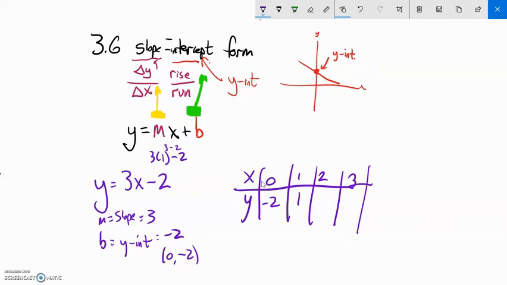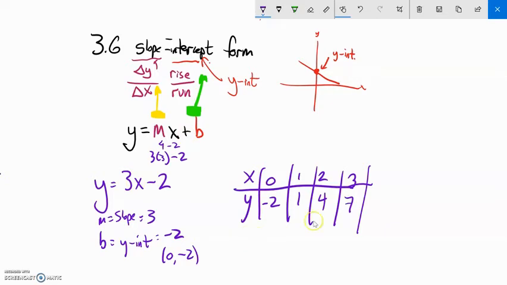And I'll do the next one as well. Plug a 2 in, and when x is 2, I can plug it in. So 3 times 2 minus 2. 3 times 2 is 6. 6 minus 2 is 4. Plug this last one in, take this 3, plug it in. 3 times 3 is 9. 9 minus 2 is 7.